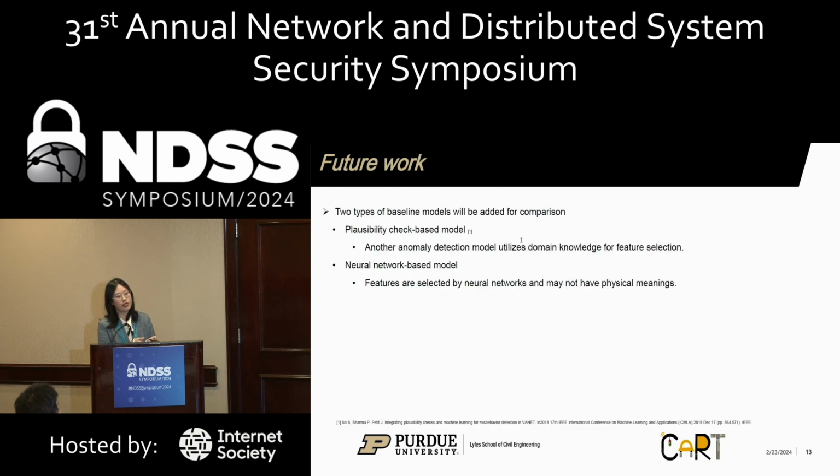In our future work, we are considering adding 2 types of baseline models for comparison. The first one is a plausibility check-based model, which is another anomaly detection model that utilizes domain knowledge for feature selection. And the second type is a neural network-based model where the features are selected by the neural network and may not have physical meanings. So we want to see the performance of the two baseline models on both the known attacks and the unknown attacks.